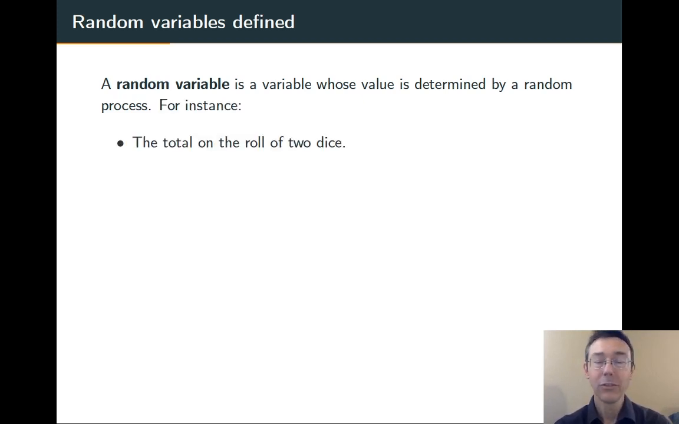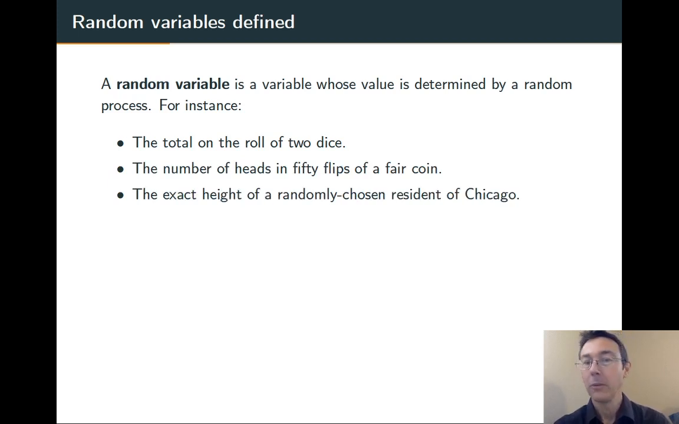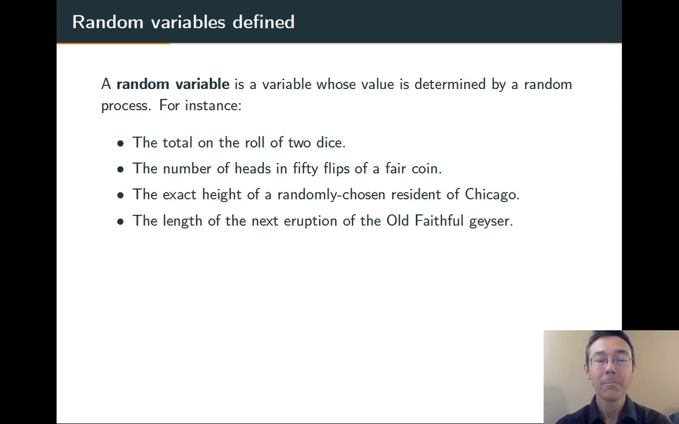You roll 2 dice, you take the sum. That's a random variable. You flip a coin 50 times, you count the number of times you get heads. You pick a random person in the city of Chicago and you measure their exact height. And you go and measure the length of an eruption of the Old Faithful geyser.